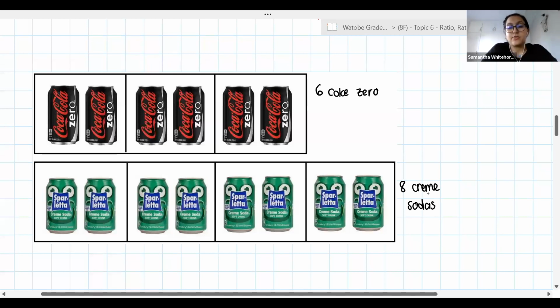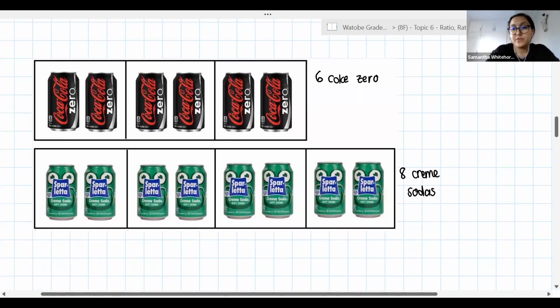when we're looking at ratios, order is very important when we write them down. So if I asked you for the ratio of Coke Zero to cream soda, we need to write our answer in that exact order. So the Coke Zero was 6 and the cream soda was 8.